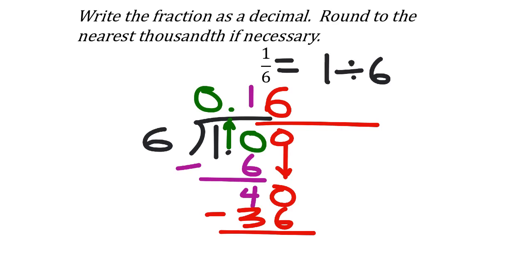Now we've seen this pattern before. I got a 4 there, and so I got to drop another 0. Now let's say that we didn't notice a pattern. We said, well, how many times is 6 going to 40? It's 6 times. 6 times 6 is 36. I subtract, I get 4.